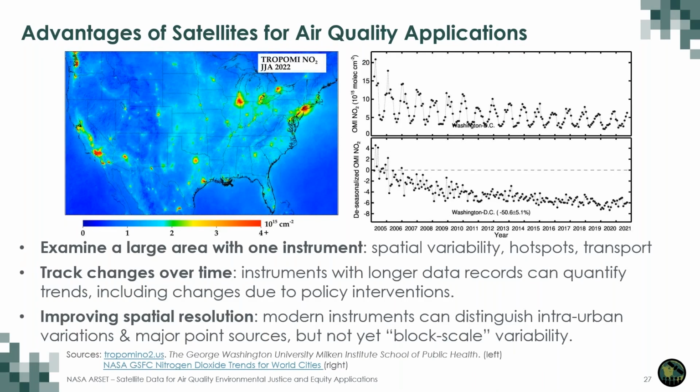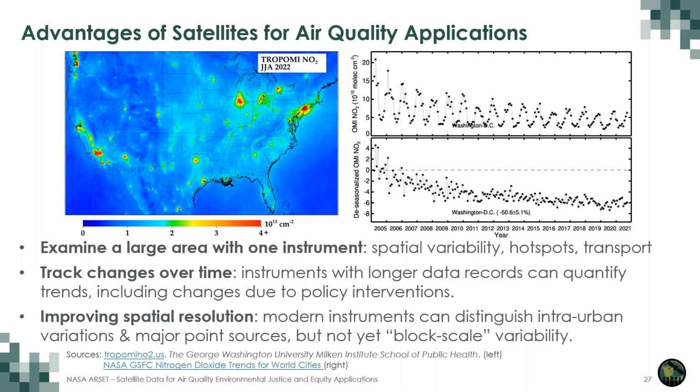So to summarize, what are the advantages of using satellite data in air quality environmental justice applications? I think the key advantage is the wide area regional or global spatial coverage that satellites provide, which can give you the big picture of the air quality situation, including where the hotspots are and where pollution might be moving from place to place. This is vastly more information and better spatial coverage than can be achieved with ground monitoring networks alone, even taking low-cost sensors into account.